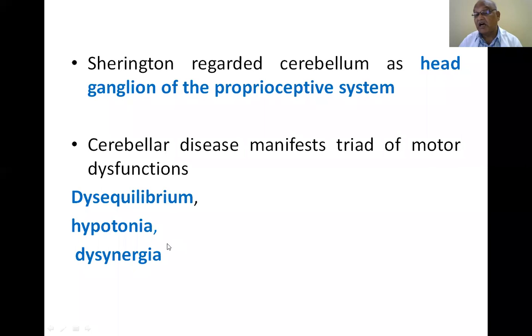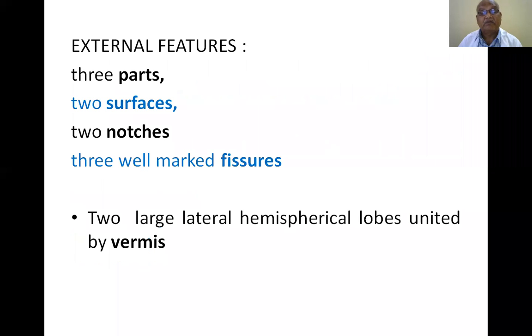All these symptoms occur if your cerebellum is damaged, either by injury, a vascular accident, or any disease. Now, external features: 3 parts, 2 surfaces, 2 notches, 3 well-marked features. Two large lateral hemispherical lobes are united by the vermis. Already I told you, the cerebellum is made up of 2 cerebellar hemispheres. They are united in the center by means of the vermis.